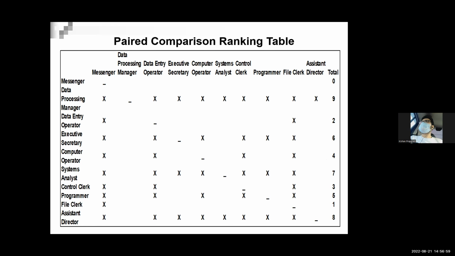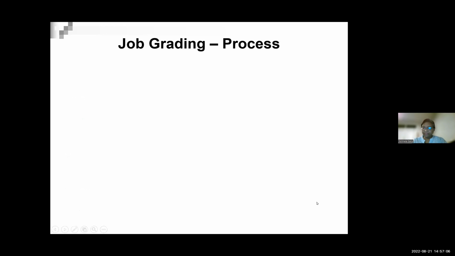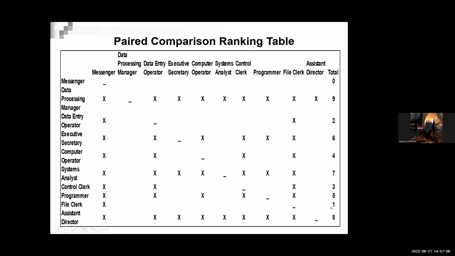Messenger. File clerk assistant. Right? So you have the file clerk assistant, okay. The file clerk assistant is the lowest job, so it is 1. Now, is it messenger or file clerk assistant? No. In this list of jobs, messenger is the lowest. We will not take him into consideration. So we could start from here.